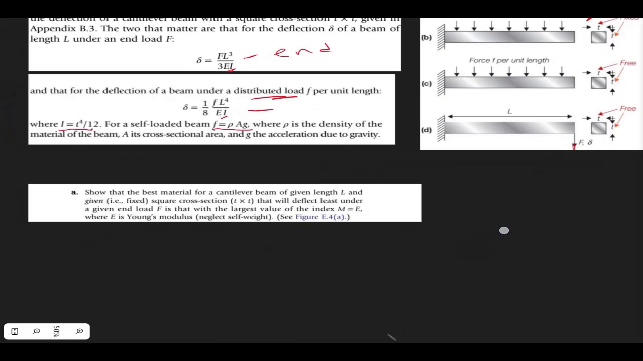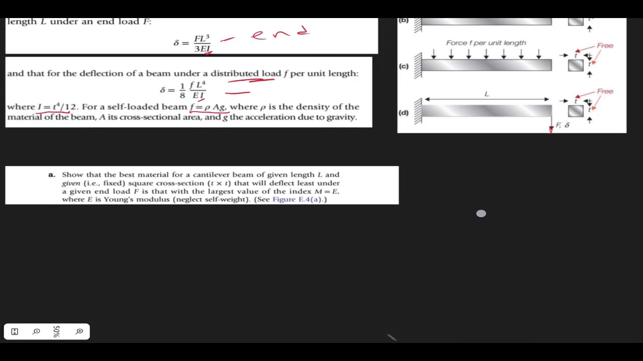This is what we are trying to do. First, let us list out the function, constraint, objective, and free variable. First, you know that the function F is equal to, so this is an end load cantilever.